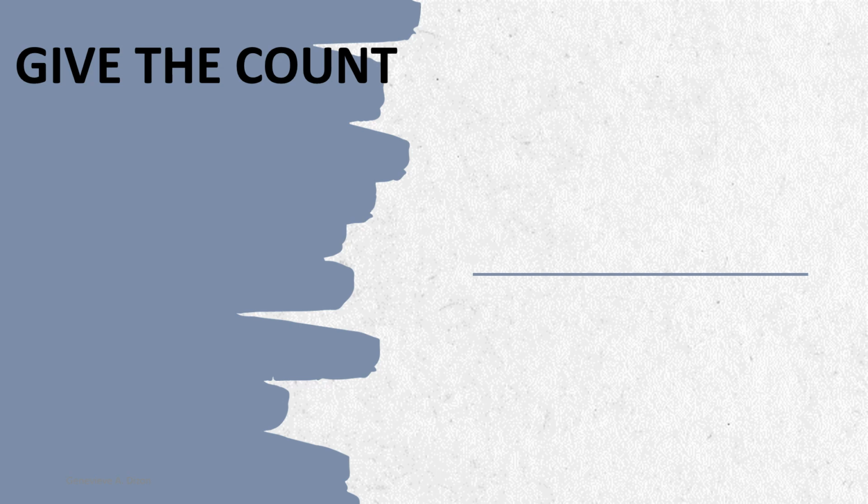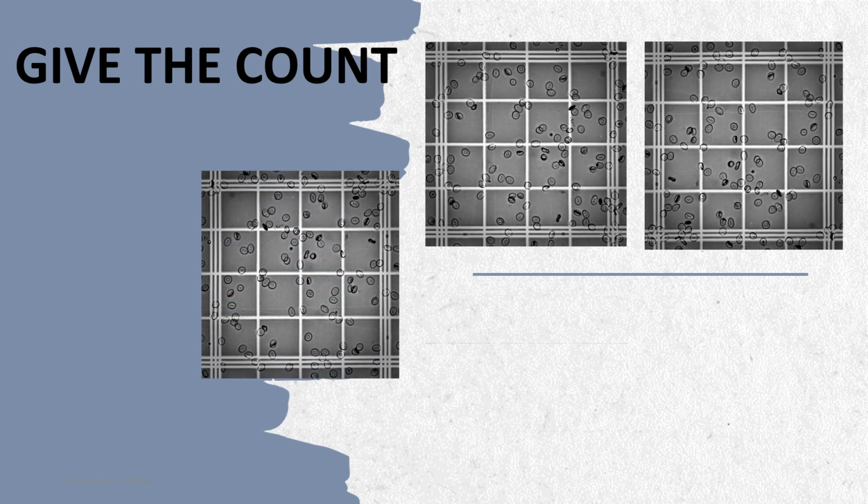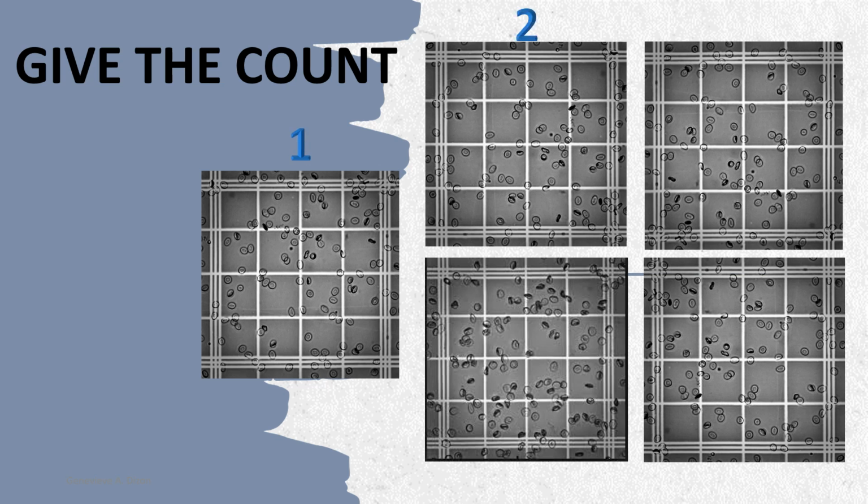Let's have another exercise. These are the 5 intermediate squares that should be used for counting. Remember the rule of counting all cells touching the top and the left lines. Pause the video and take as much time as you need to count the cells.